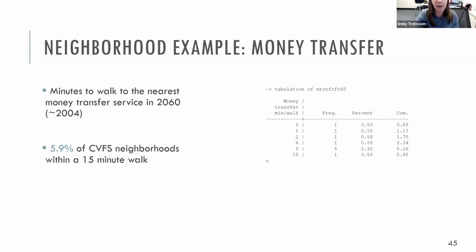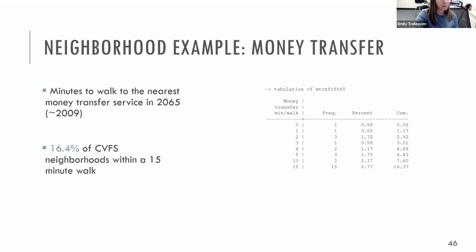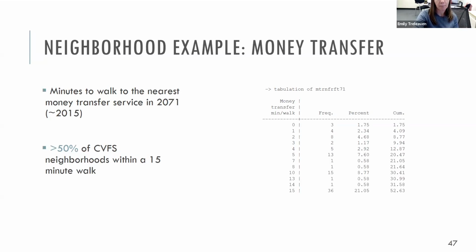So for 2060 or 2004, we see that less than 6% of the neighborhoods would meet that criteria. But access to money transfer services increased over time. So by 2065 or 2009, more than 15% of neighborhoods had a money transfer service within a 15-minute walk. And more than half of neighborhoods had a money transfer service within a 15-minute walk by 2071 or 2015. So these variables could be easily linked to other individual, household, or neighborhood level variables to assess the relationship between proximity to money transfer services and other outcomes.